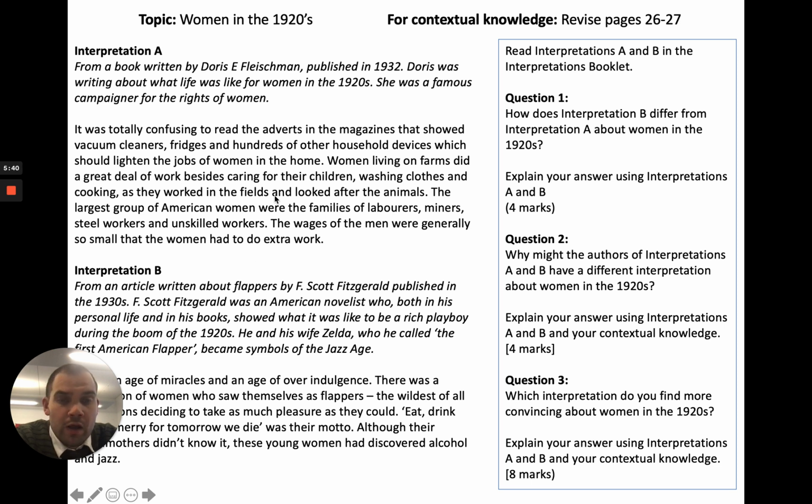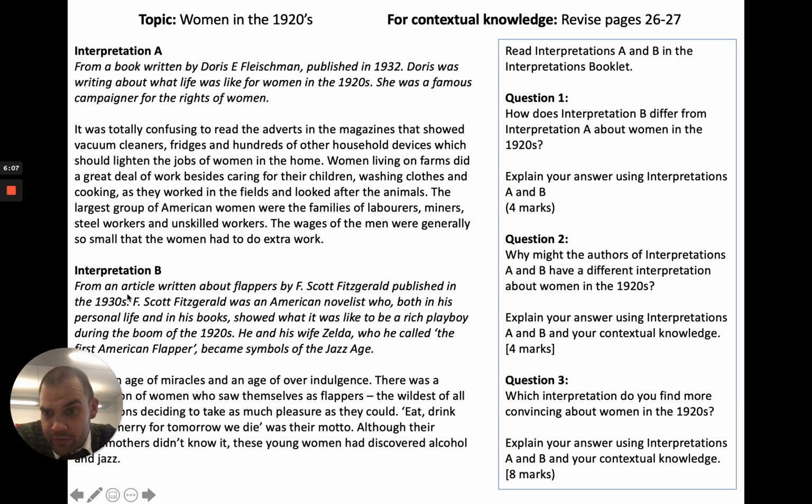Okay. Now, in the case of this one, you've got first question, how does interpretation B differ from interpretation A about women in the 1920s? So that's your question about how they're different from each other. That's when you're focusing on the actual content. Okay. Question 2, which we're doing now, why might the author's interpretations A and B have a different interpretation about women in the 1920s? So in this one, we're focusing a little bit more on the backgrounds of the authors.